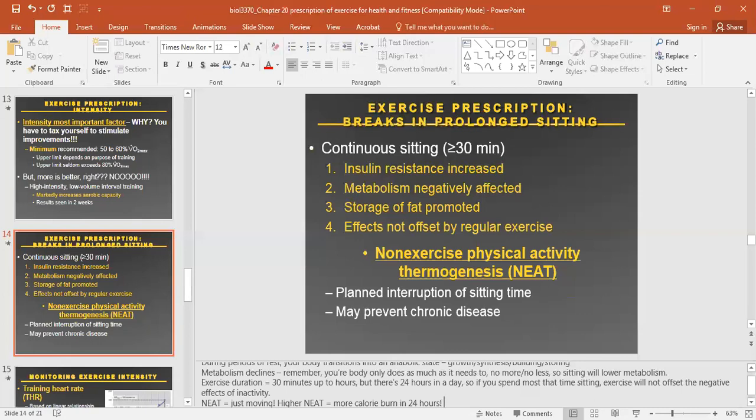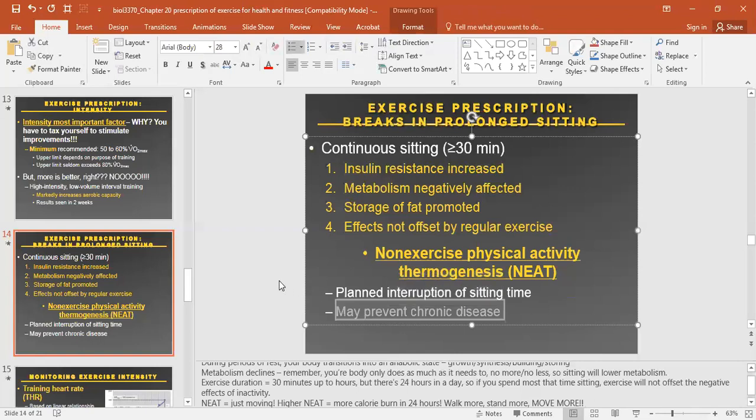Think just walking more, stand more, move more. The more you move, the more you burn, and the less likely you are to become overweight or obese. The more positive the impact on metabolism and the positive impact on insulin resistance. The more you move, the more fuel you need. And the more fuel you need, the more your cells ask for that fuel by signaling through insulin. So a planned interruption of sitting time. Set yourself a timer every hour and just stand for a couple minutes. It's one of the best things you can do to help prevent chronic disease.